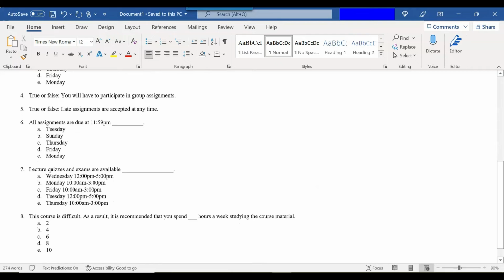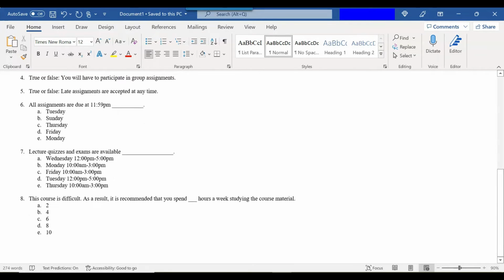Lecture quizzes and exams are available. So if it's an online course, is there a particular time that students should take quizzes and exams? What about the recommended amount of time that students should study every week? Do you think they should study maybe 10 hours a week, 8 hours a week? What is the suggested amount of time that will allow the student to excel in the course?